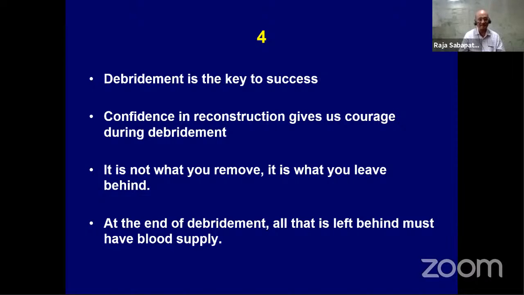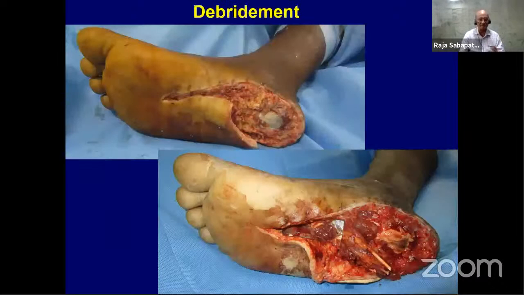So we have to think that at the end of debridement, all that is left behind has a good blood supply. I think that's very important. We cannot leave behind hypovascular tissue. If we have good tissues with good blood supply, the antibiotic that we give perfuses those tissues, over which we can do our reconstructive procedures.